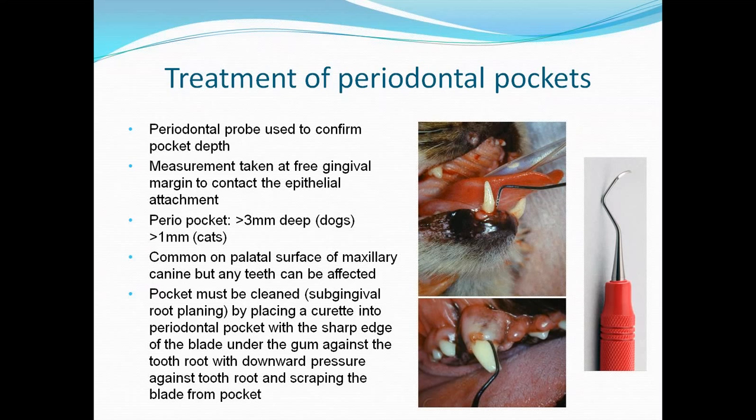So the measurements are taken. A periodontal pocket is considered to be present if the probing depth is greater than 3 millimeters in a dog and more than 1 millimeter in a cat. The most common areas that I find in practice, apart from your normal periodontal pockets in most teeth, is on the palatal surface of maxillary canine teeth, and they're also quite responsive to treatment, but any teeth obviously can be affected by a periodontal pocket.